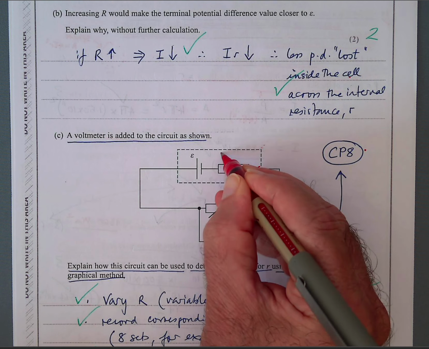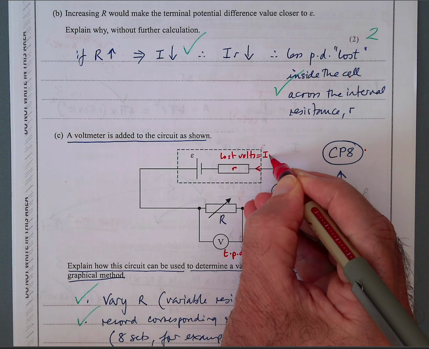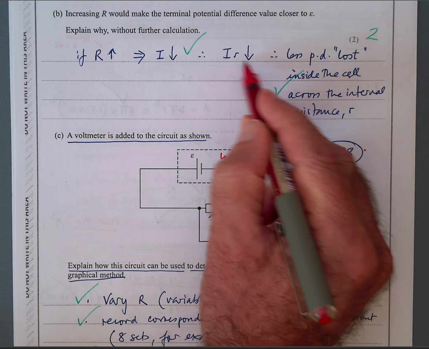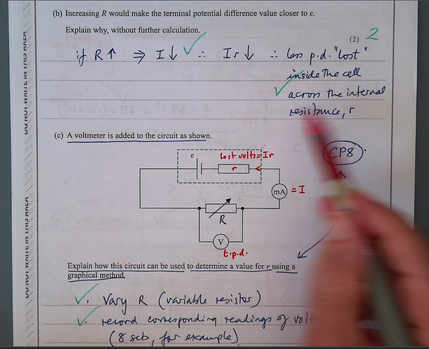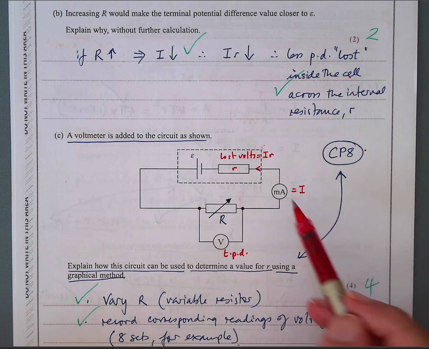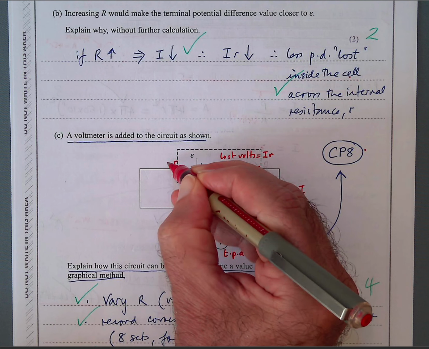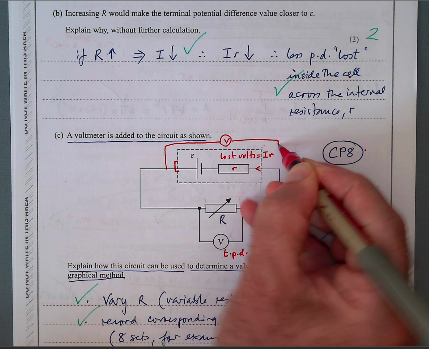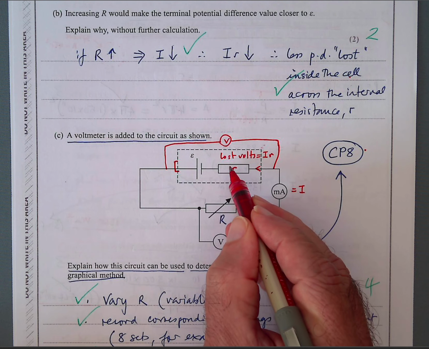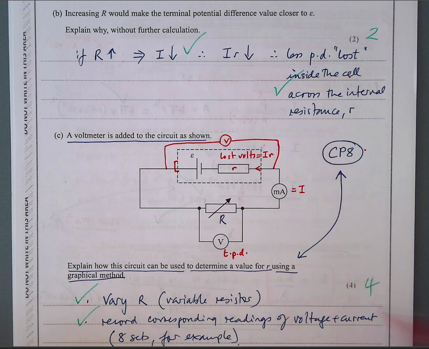So the lost volts, if you remember, is equal to the current in the circuit times the little r value. So the lost volts will also be less in the circuit internally. So you'll have more of your EMF remaining, because the terminal potential difference is how much you measure across the cell. And if the lost volts value is smaller, V will be getting closer to the EMF.